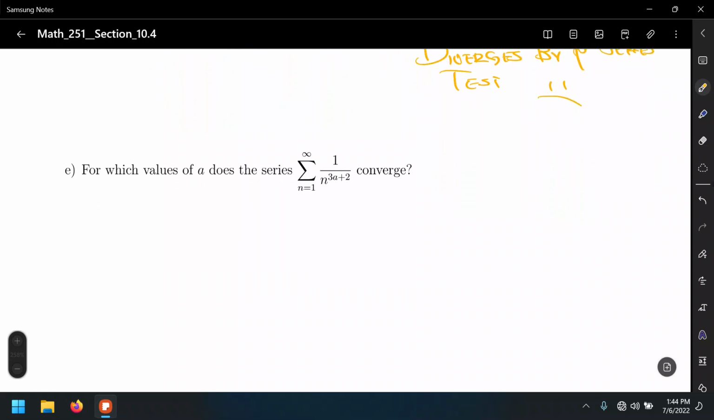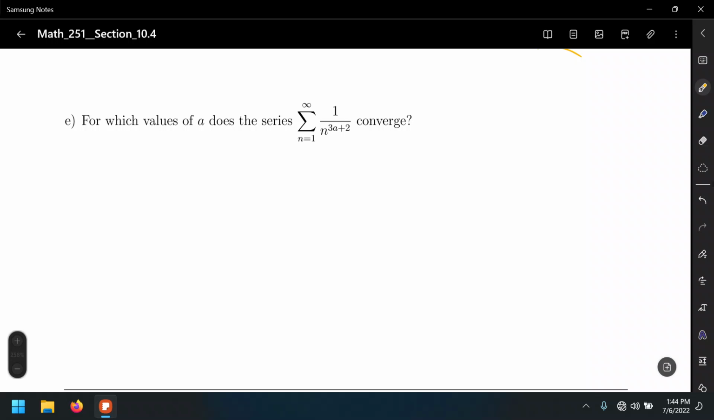Okay, letter E. This is more like a symbolic type of problem, testing the concept, the understanding of the p-series test. In this case, we have n to some power that is not a plain number. If we had n to the 5th, well, 5 is greater than 1, converges. If we had n to the 2/3, that's less than or equal to 1, diverges. So it's either one or the other. But in this case, they're asking specifically for which values of a the series will converge.